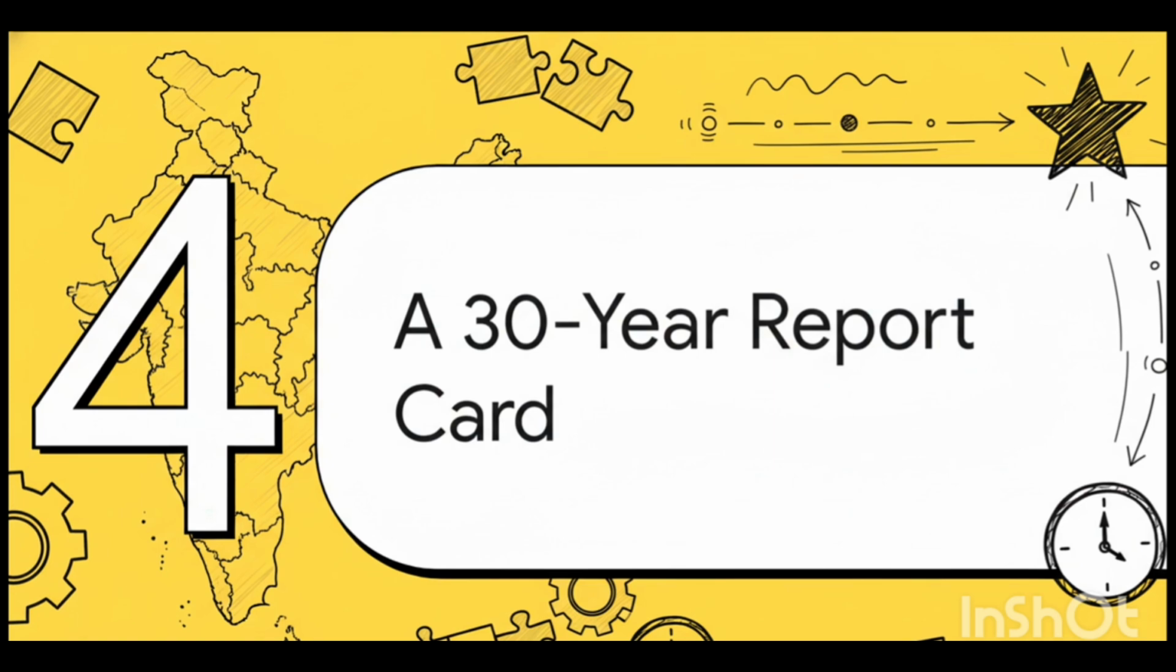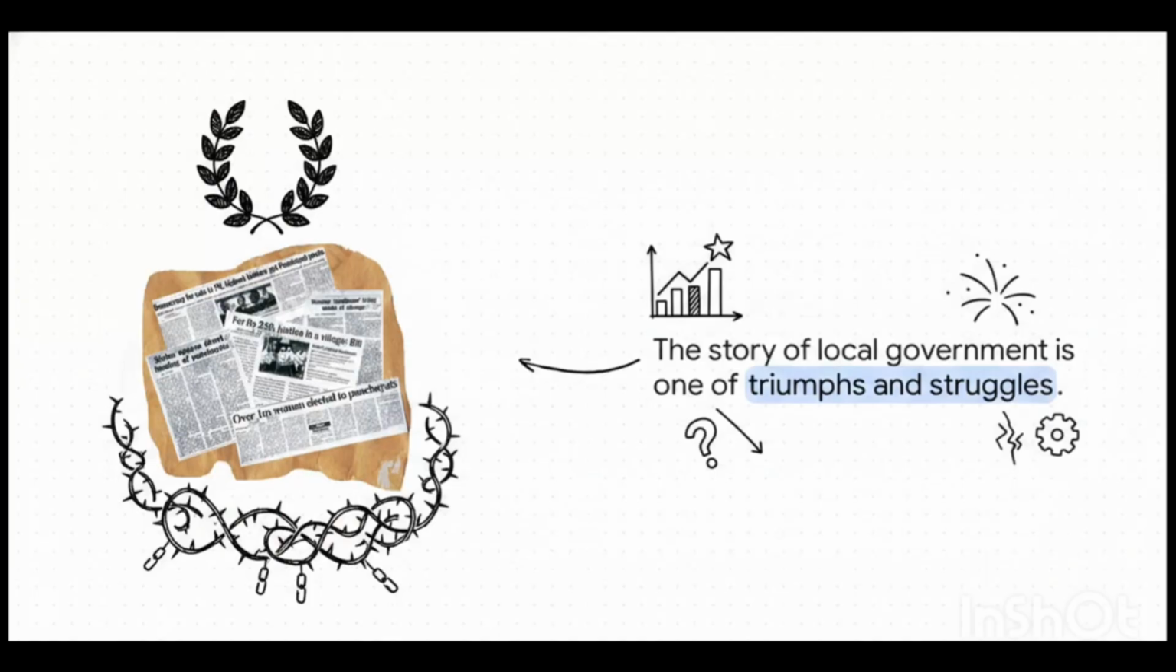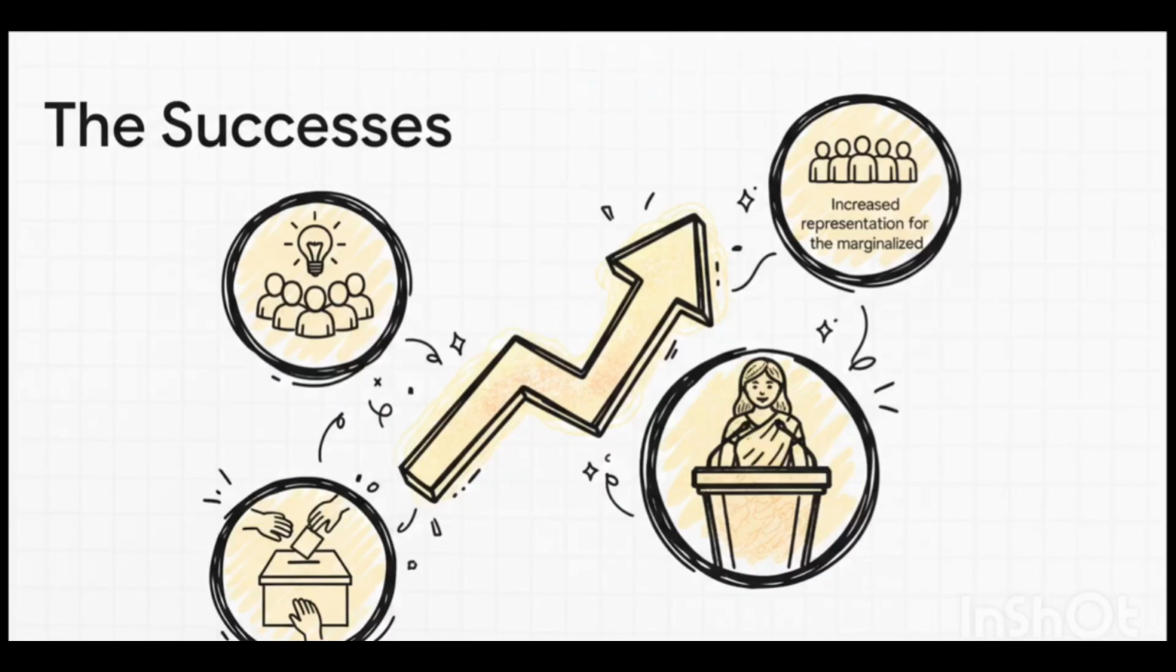So what's the verdict? What has the real-world impact of this massive shift in power actually been? Well, the results have been, let's say, complex. It's really a story of both incredible, undeniable successes and some really persistent, tough struggles. So on the one hand, decentralization has truly empowered local communities and brought way more people into the process of governing. And maybe most impressively, it's led to the election of over 1 million women to local government bodies. I mean, that is a massive step for representation anywhere in the world.